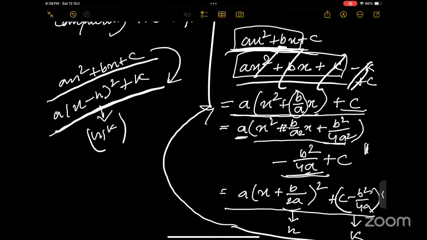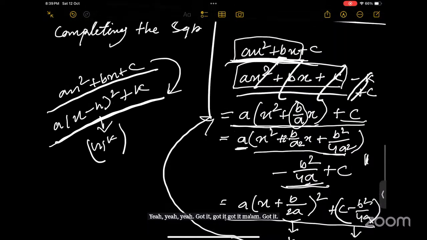Sorry to interrupt the class, but ma'am, here you are using the complete square method, right? Yes. We are adjusting this equation in such a way that we can express it in the perfect square form. We are using the completing the square method. Got it, ma'am.